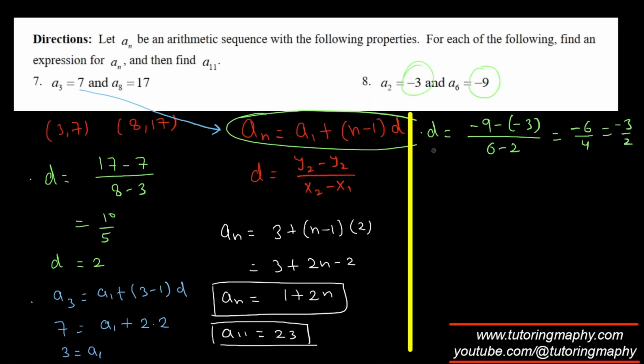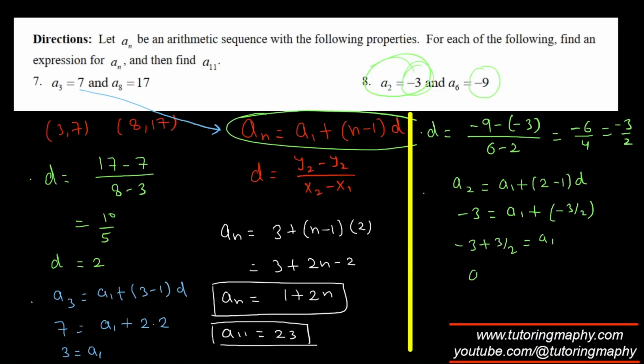Well, an unpleasant number, but not that much. Okay, now I'm going to use probably this one. So I will say A2 is equal to A1 plus 2 minus 1 times D. A2 is negative 3, A1 I don't know, 2 minus 1 is 1, and D is minus 3 over 2. So adding 3 over 2 to both sides, this is how it looks. So A1 will be equal to minus 3 over 2.